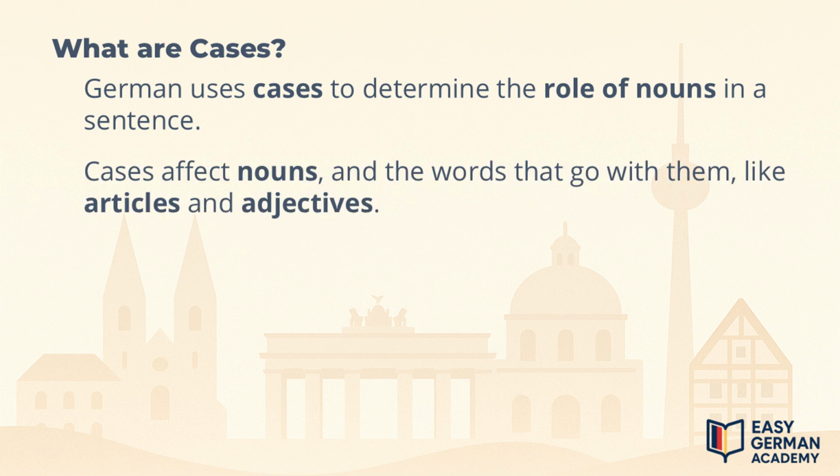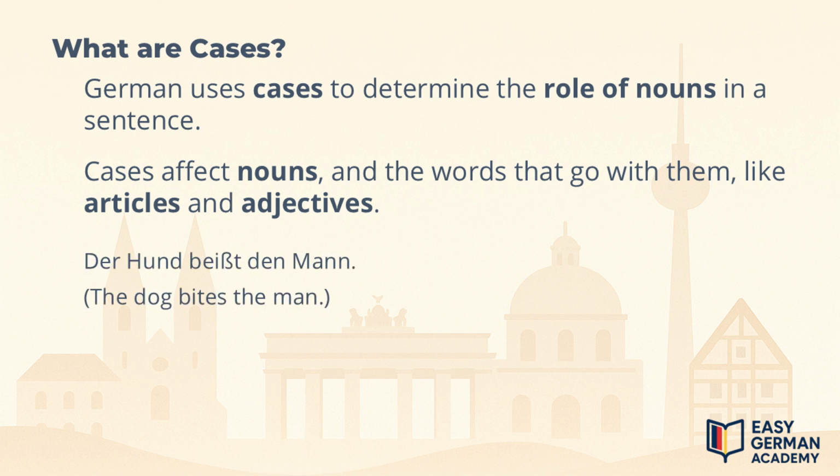In German, cases affect nouns. That means the words for people, animals, places, things, or ideas, and the words that go with them, like articles and adjectives. Here's how it looks in German. Der Hund beißt den Mann. The dog bites the man. Even though Hund and Mann are both masculine, we use der for Hund, the subject, and den for Mann, the object. That change from der to den shows us that Mann is receiving the action.